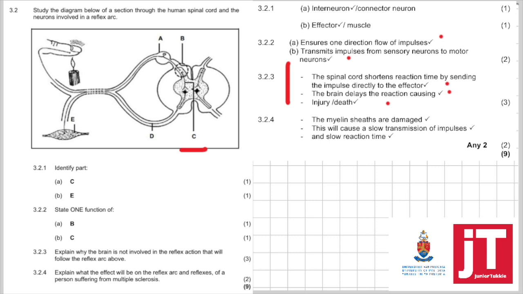3.2.4. Explain what the effect will be on the reflex arc and reflexes of a person suffering from multiple sclerosis. Wow, even lovelier question. The myelin sheaths are damaged. This will slow down the transmission of the impulse and it will slow down the reaction time.